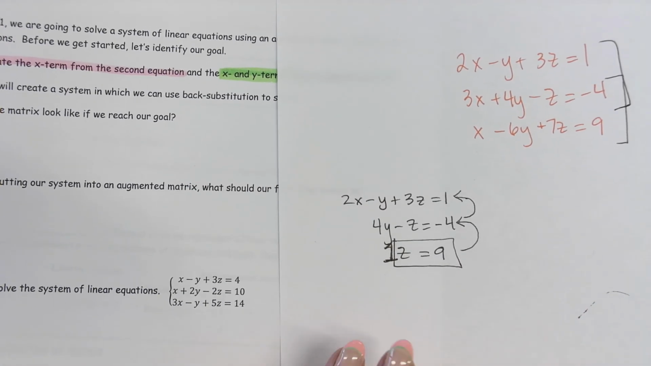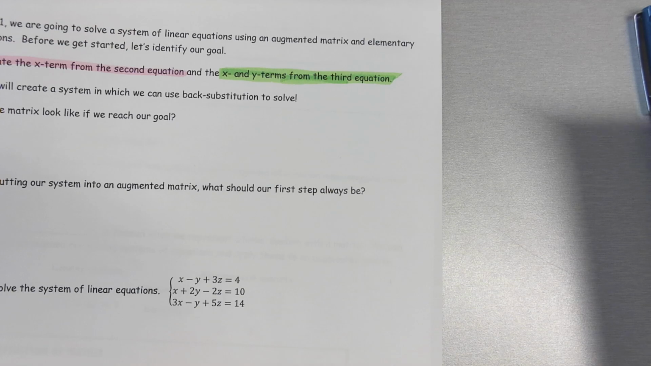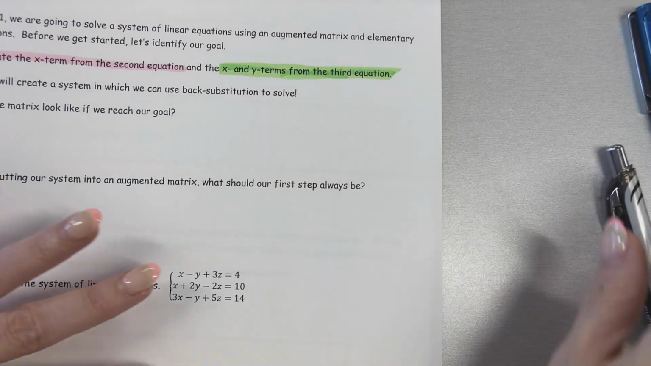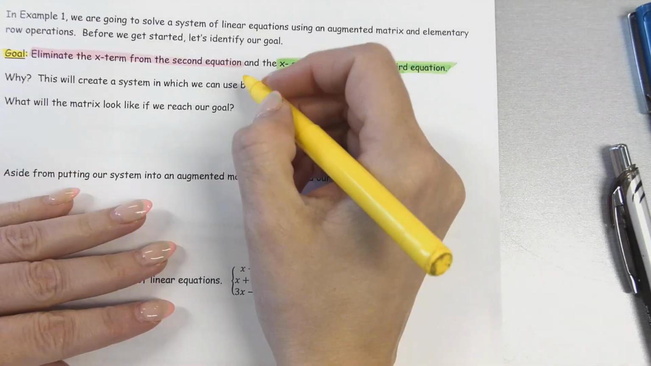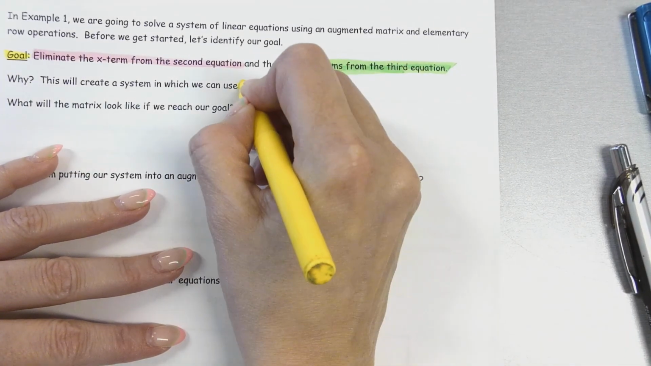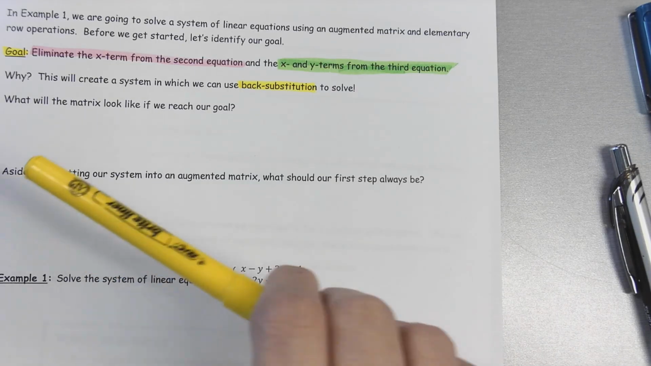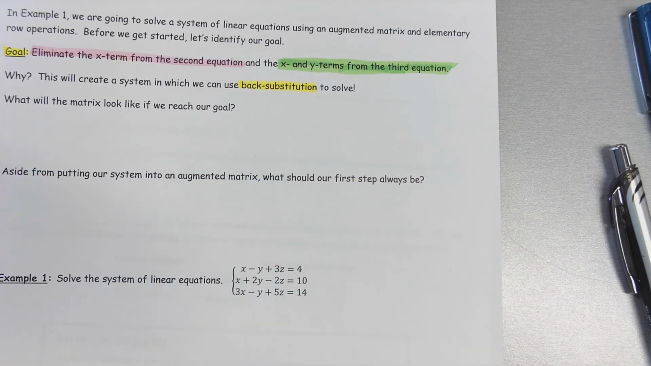So this is called back substitution. What this does is it creates a system where we can use back substitution to solve. And it's back substitution because you start with the z, and then you work your way up from there. So if we reach our goal, we're going to write what this matrix is going to look like.